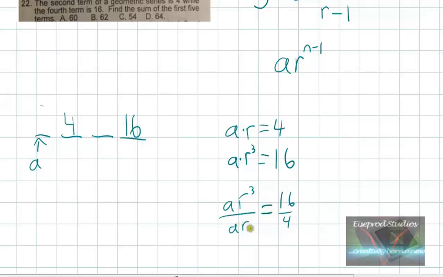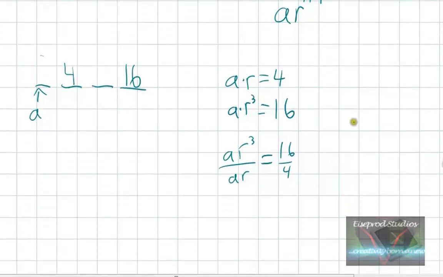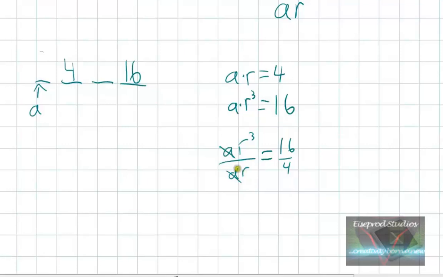So if we set up a ratio between these, we'll get something that we can work with. So the a's will cancel, and at least one of these r's will cancel. So we're going to have r squared is equal to 16 divided by 4, which is 4. So now we know that r is 2, and that means that's going to be our rate of change.